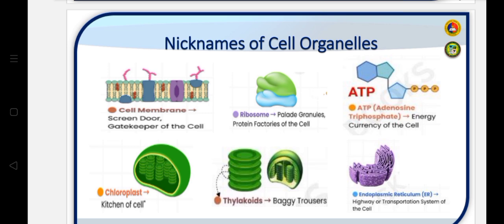Chloroplast is known as the kitchen of the cell. Chloroplasts are the kitchens of plant cells. They cook food using sunlight through photosynthesis.